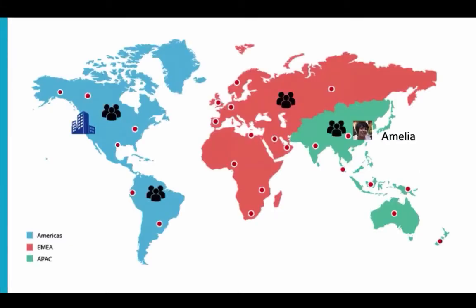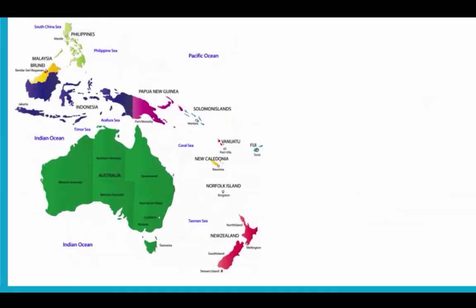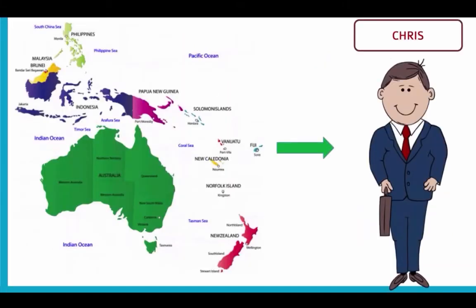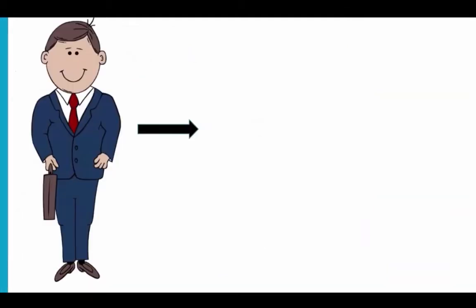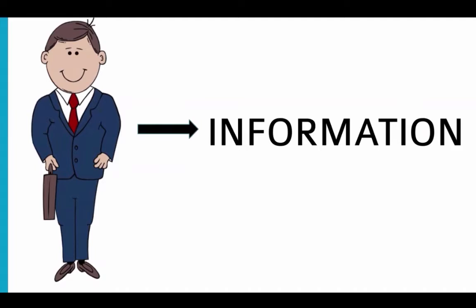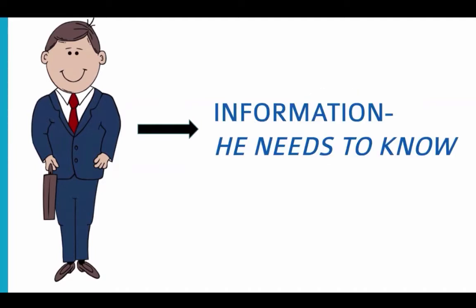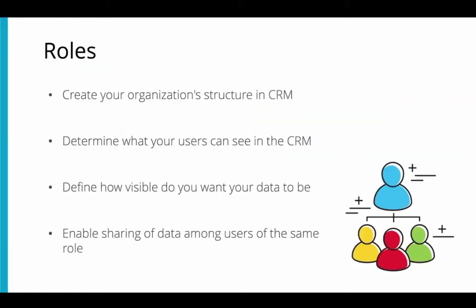Zilko Corp is an automotive company operating with 100 salespersons across the globe. As part of an expanding team, Linda, the VP of Marketing of the Asia Pacific region, hires Chris as a sales manager. Before Chris can access the CRM, Amelia, as an administrator, has to ensure he has access to the right information. So the first step in role-based security is to define roles.